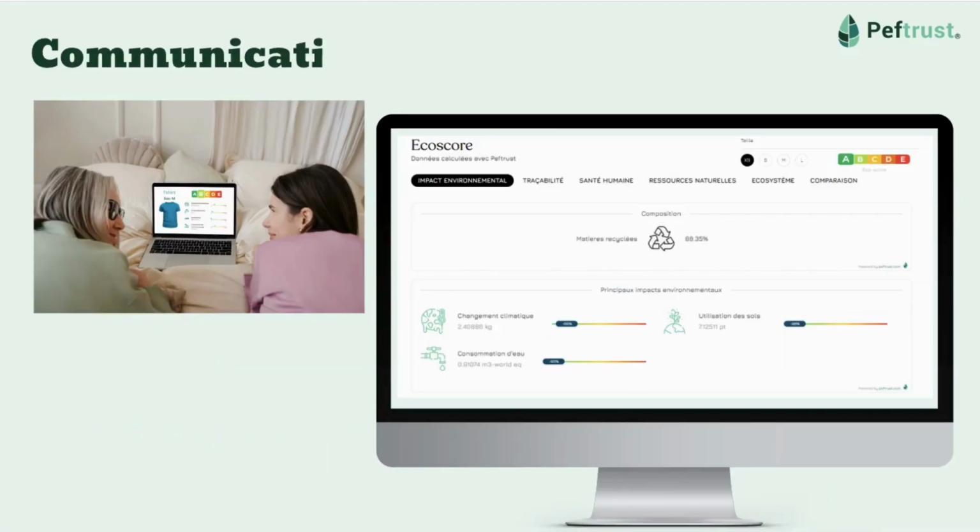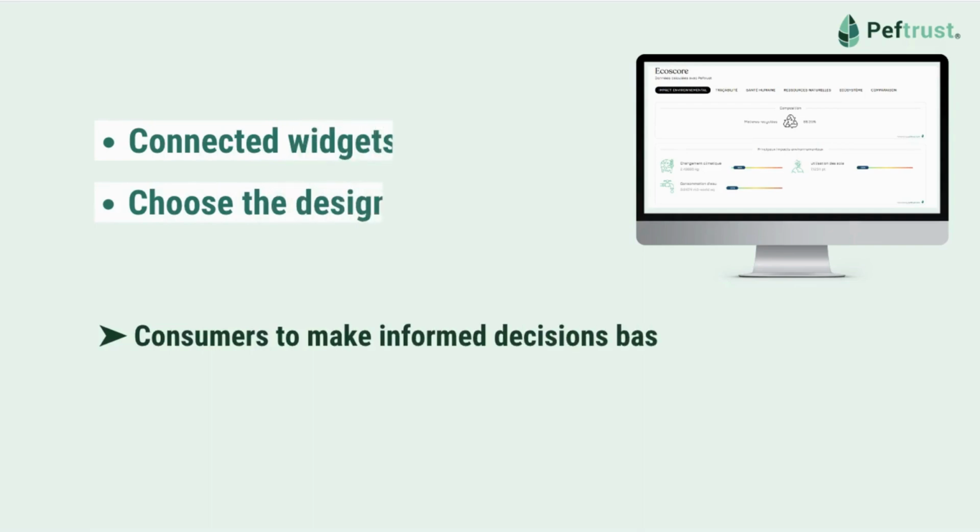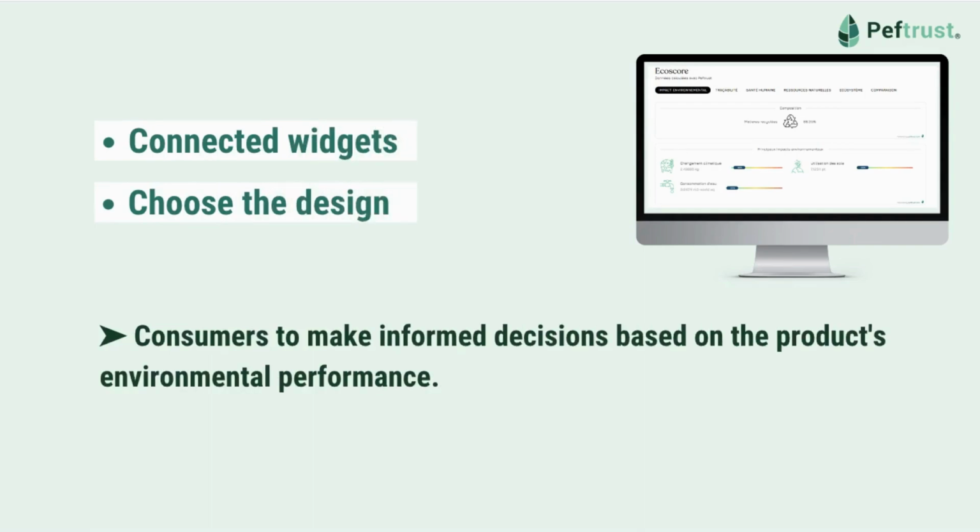With the Ecoscore determined, it can now be effectively communicated to consumers. So our connected webject facilitates the seamless transfer of LCA results to your website, allowing you to choose the design for representing the results on your product page. This enables consumers to make informed decisions based on the product's environmental performance.